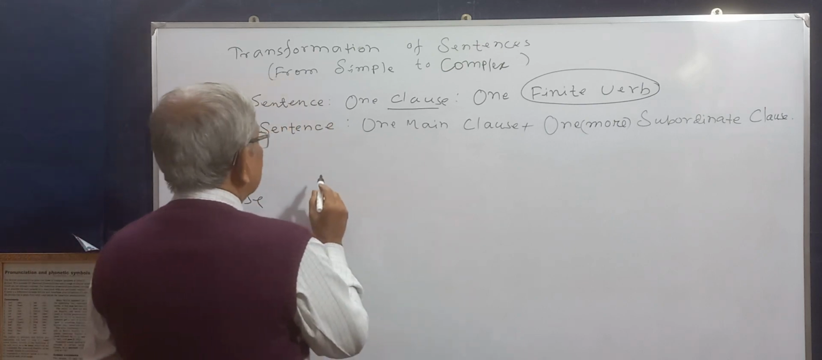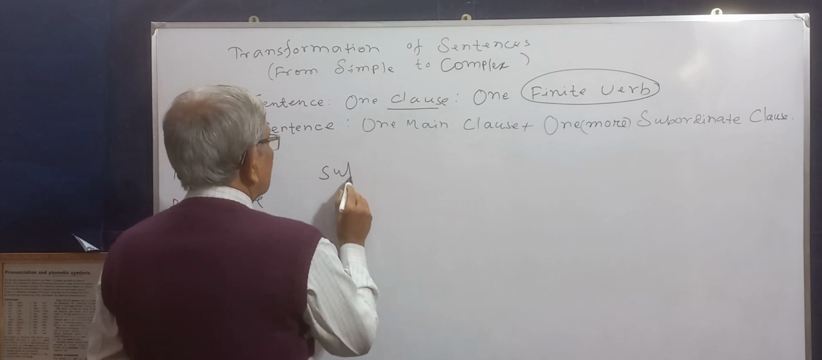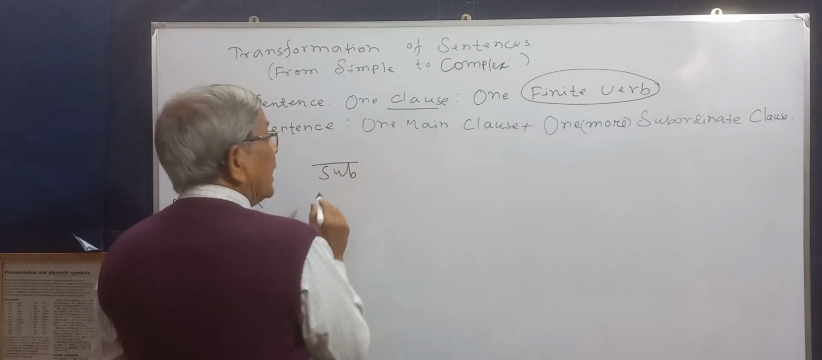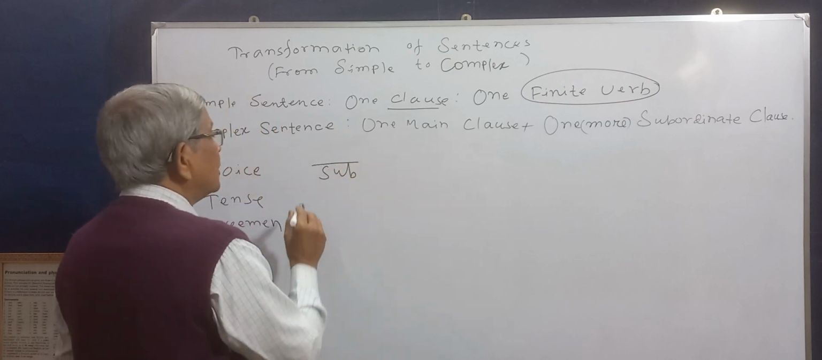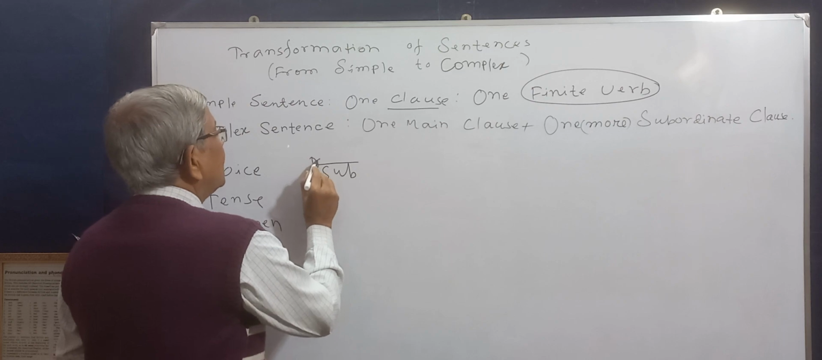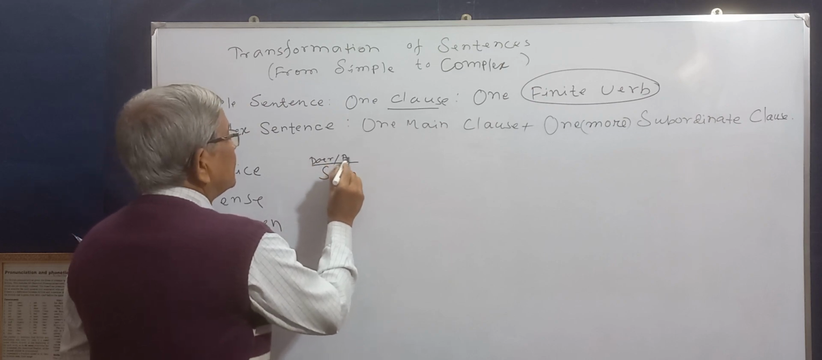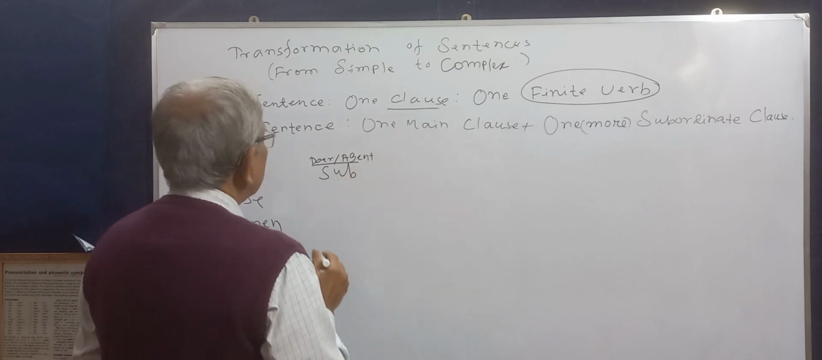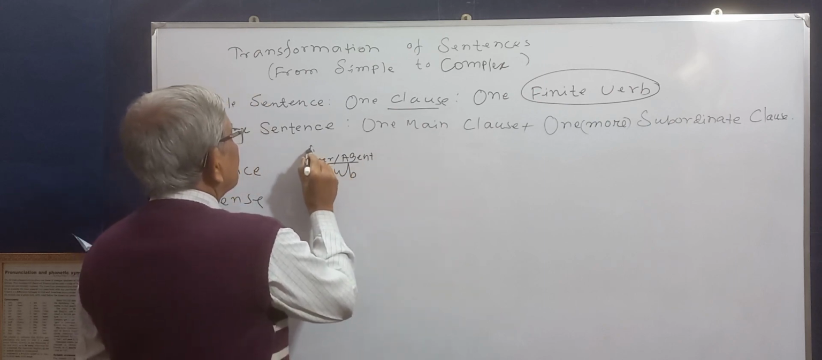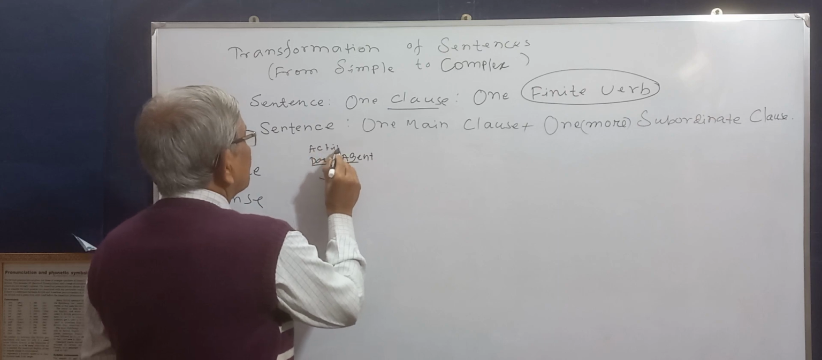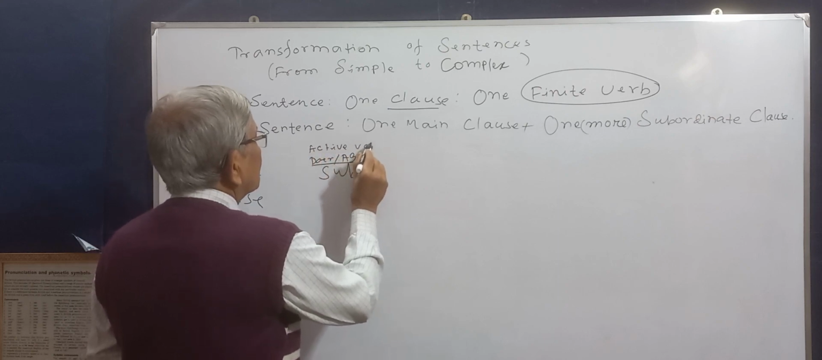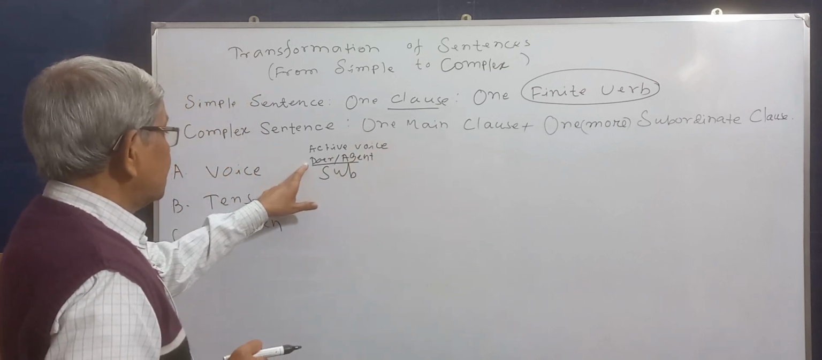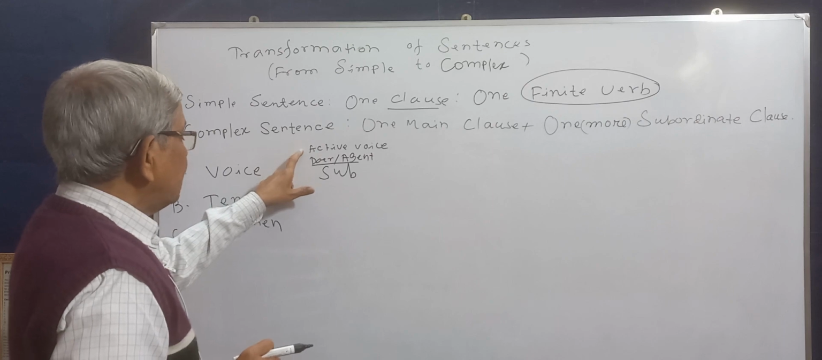So, first, subject. Now, this subject can be either the doer or agent. And then our voice is active. When the doer or agent is the subject of the sentence, we get the active voice.